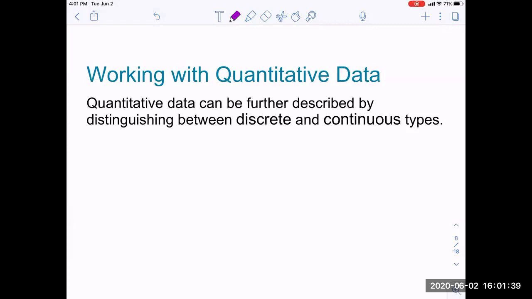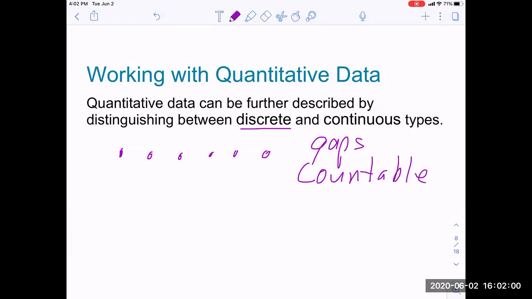Two types of quantitative data, discrete and continuous. I'm just going to show you an example here of discrete. Suppose I have some dots. Look, there's gaps in between them, and I can count them. They're countable. I had 1, 2, 3, 4, 5, 6 of them.